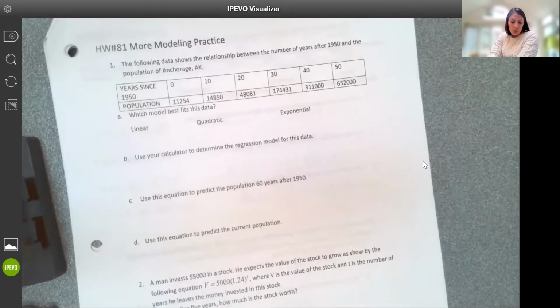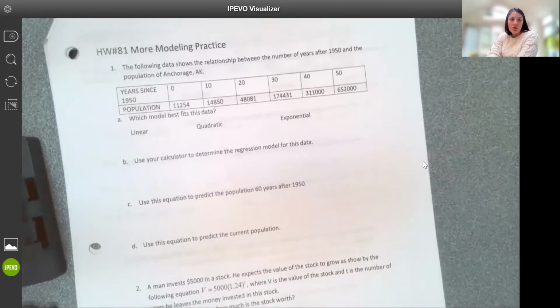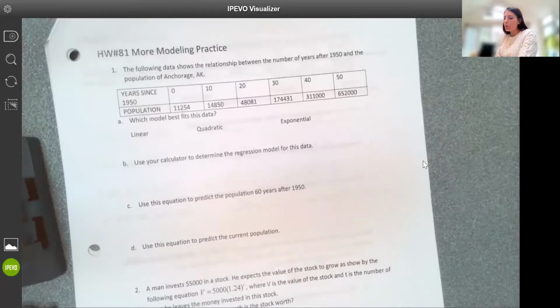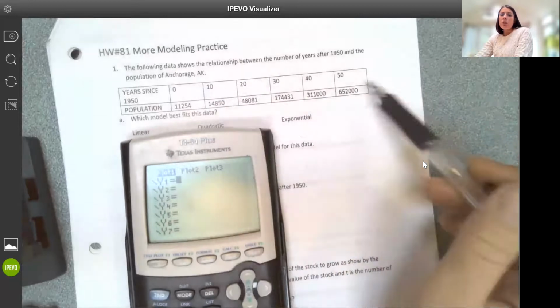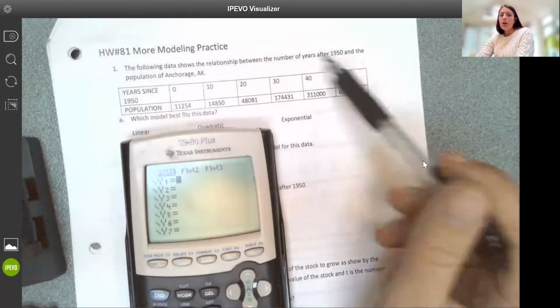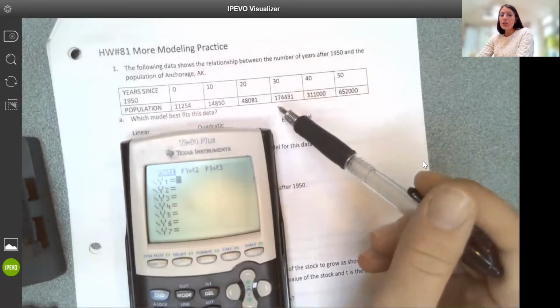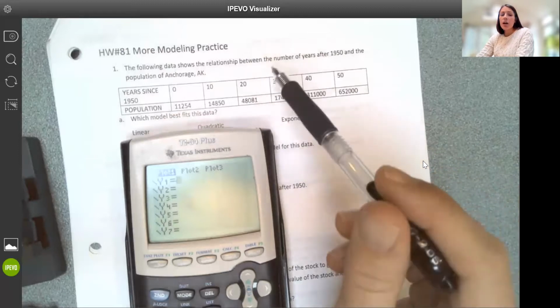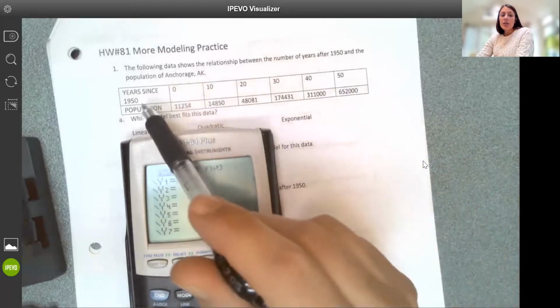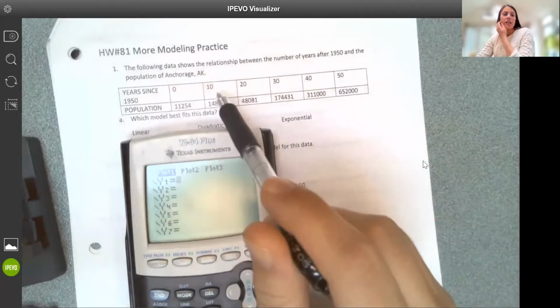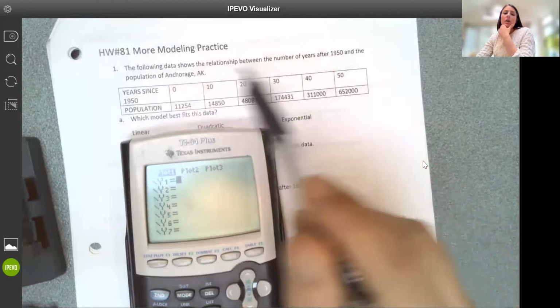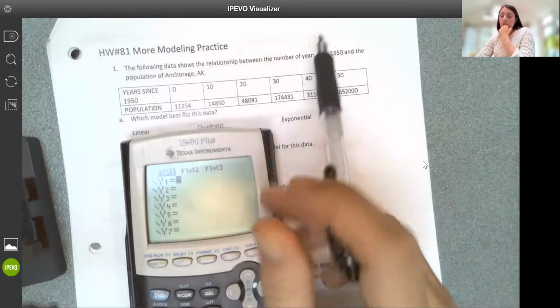So what I want you to do is find homework number 81. Let's just look at number 1 together. And I'm just going to kind of walk you through how we use this with a real world application like this. So this first problem has years since 1950. Okay, so 0 is 1950, 10 is 1960, and so on. And the population in Anchorage, Alaska.